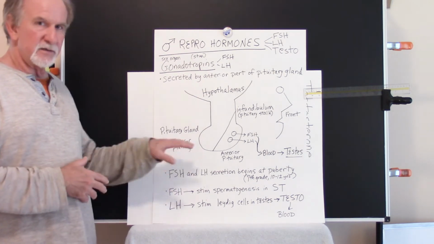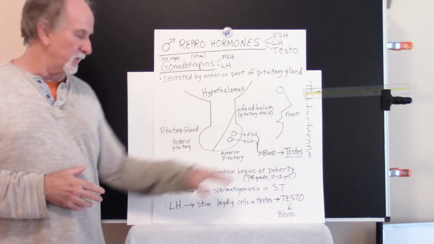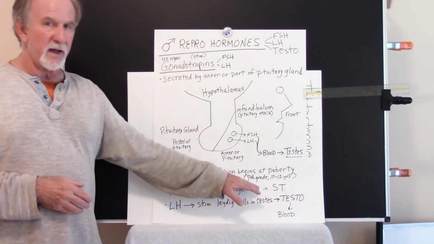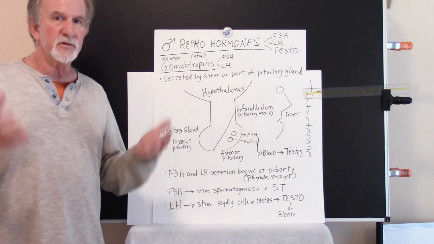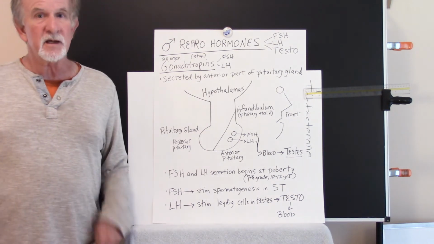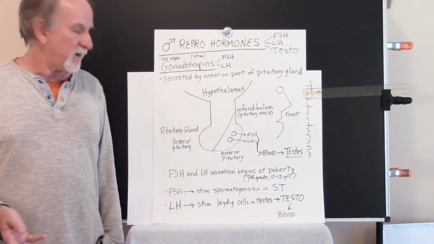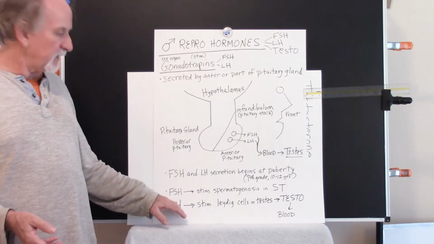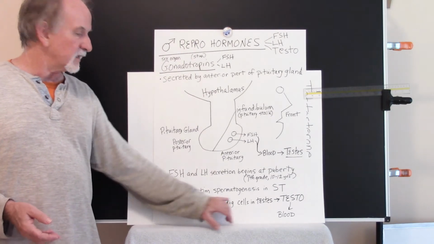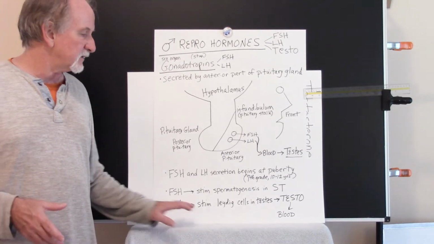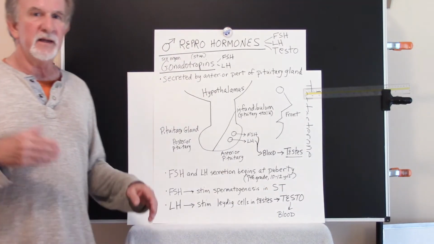And the FSH that's secreted, beginning at puberty, will stimulate spermatogenesis to occur in the seminiferous tubules. And that means that this is a guy who's making sperm cells, and as a result could father a child. And the LH from the pituitary gland stimulates the Leydig cells in the testes to secrete testosterone into the blood.